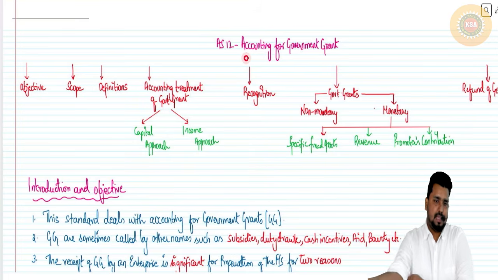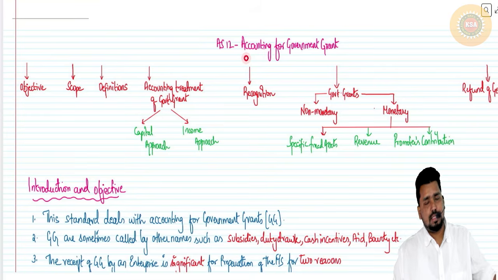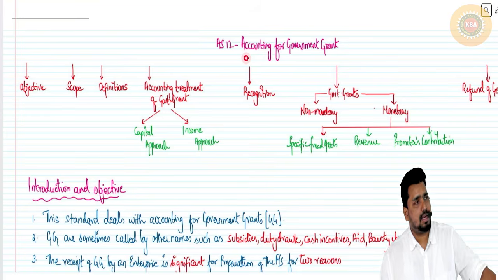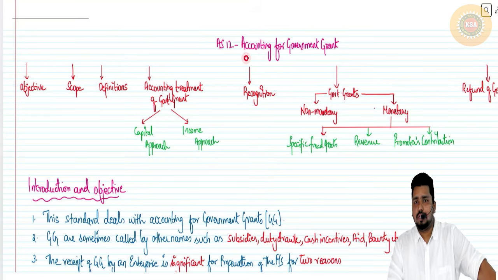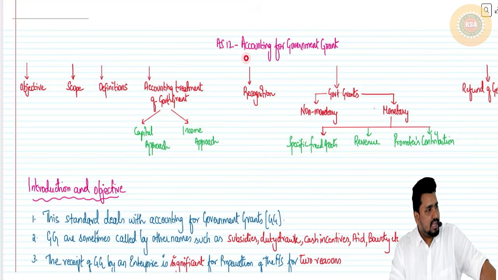Today we will be revising AS12. What is AS12? Accounting for government grants. We are touching all the core concepts with full conceptual clarity, where we used to study in our regular class with the bare accounting standard. Along with that, I will be discussing conceptual questions as well as important past year questions. Clear?